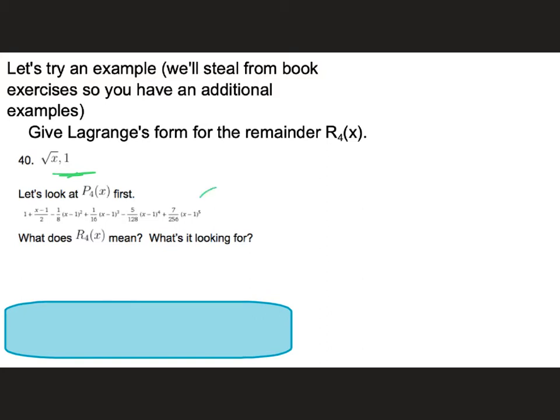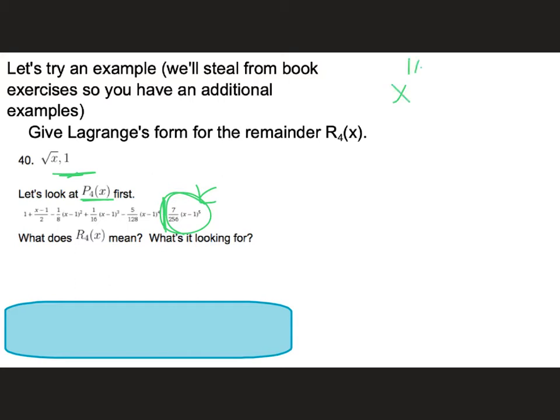So I went ahead and built what that series might look like. The P4 would be the 4th degree polynomial. It's actually everything before that green bar. This piece is going to deal with the remainder, but let's take a look at what's going on.